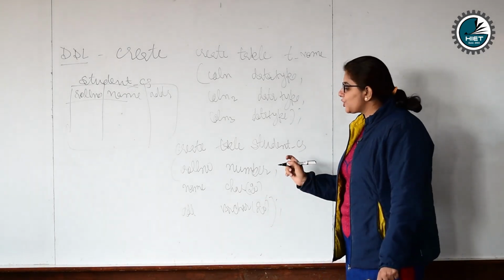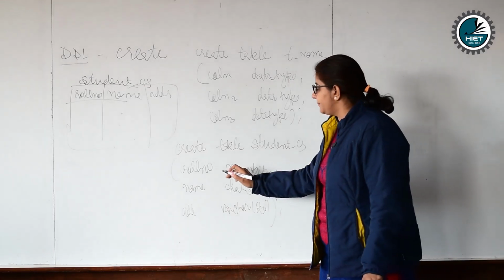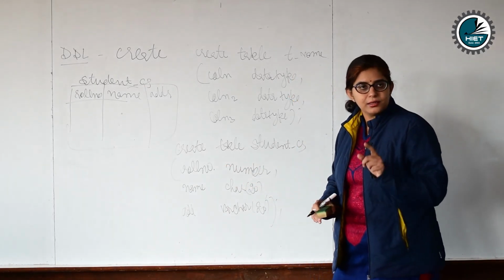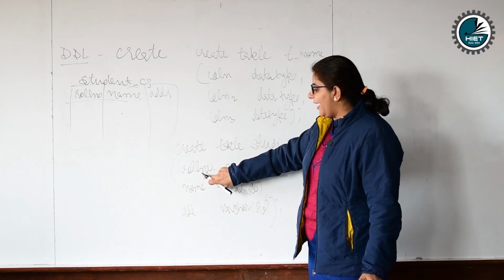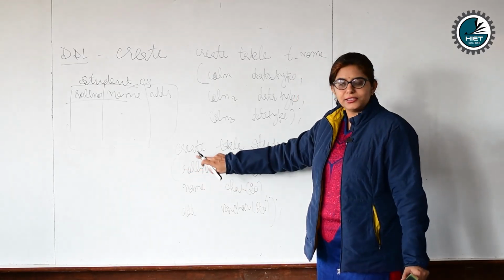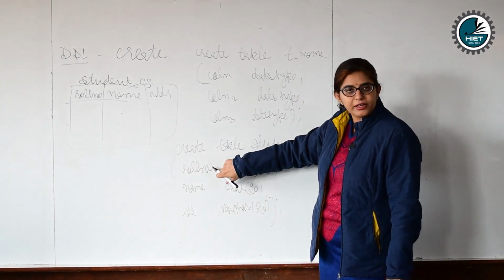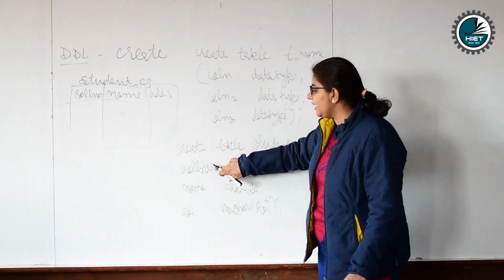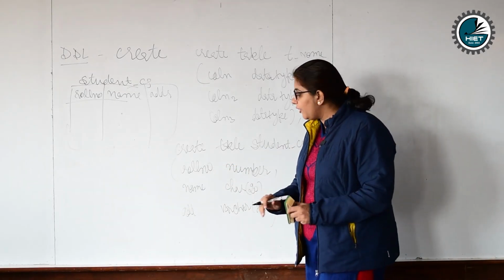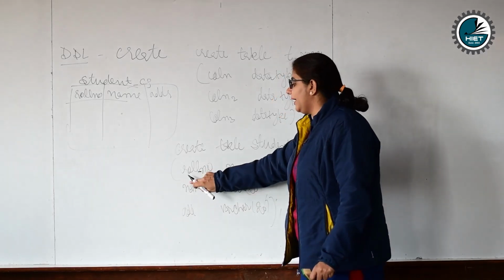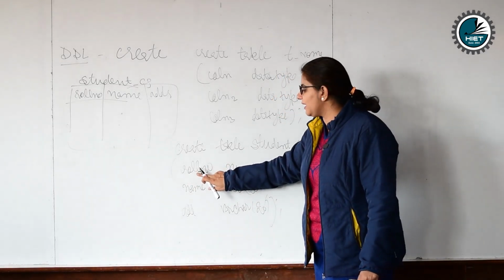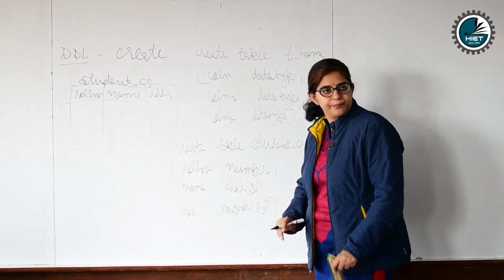Semicolon. If I execute this command, it will give an error. The first thing is, we can't define the column name like this. It will not accept dot, it will not accept hash, it will not accept space also. It will only accept underscore, roll underscore number if you want to write. Otherwise, roll number is okay without space.